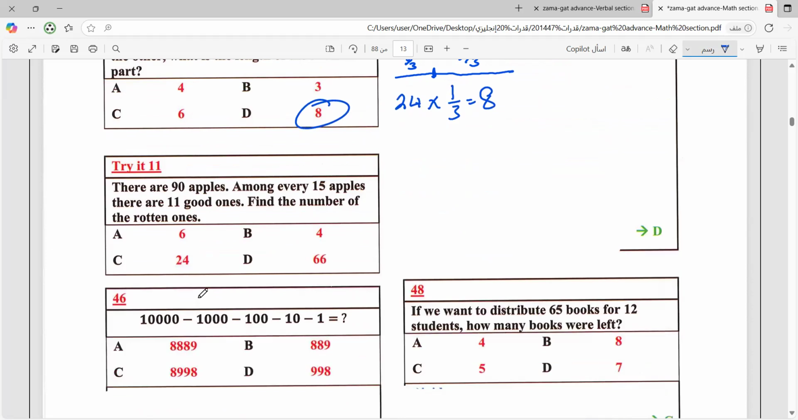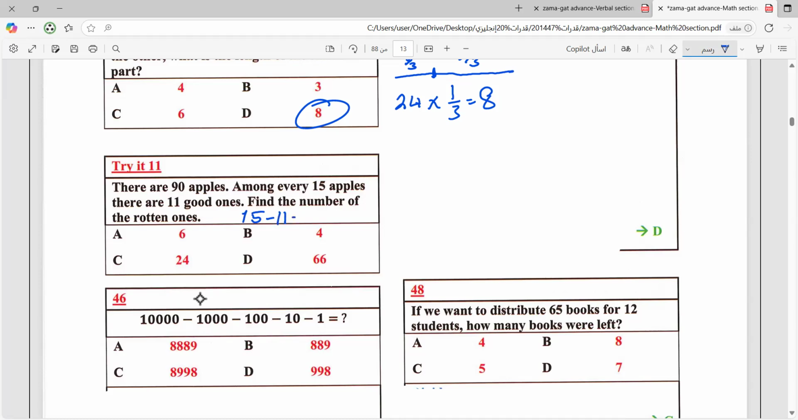Okay, continue. Number 11. There are 90 apples. Among every 15 apples, there are 11 good ones. Find the number of the rotten ones. The rotten or bad ones equals what?